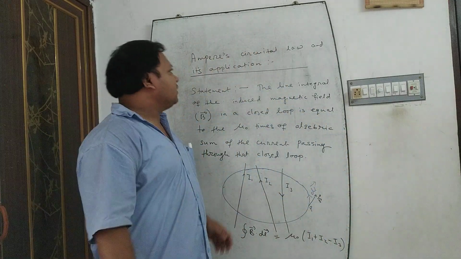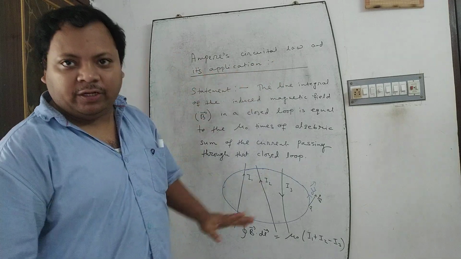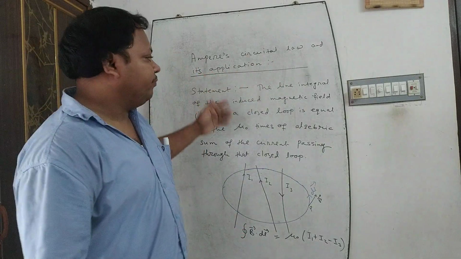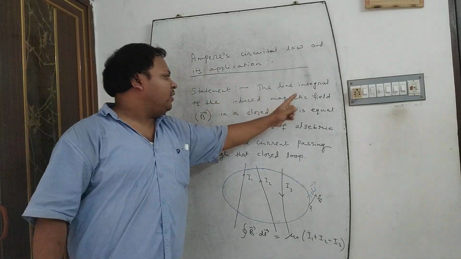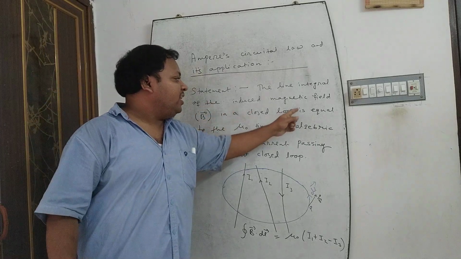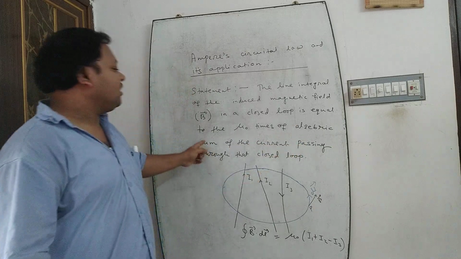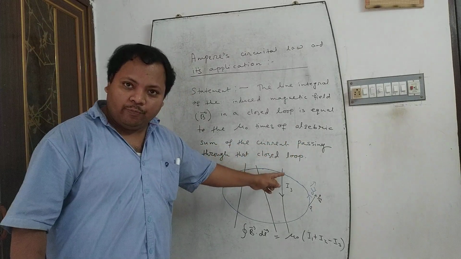Today I am going to discuss Ampere's circuital law and its application. First statement: the line integral of the induced magnetic field, that is B vector, in a closed loop is equal to mu0 times the algebraic sum of the current passing through that closed loop.